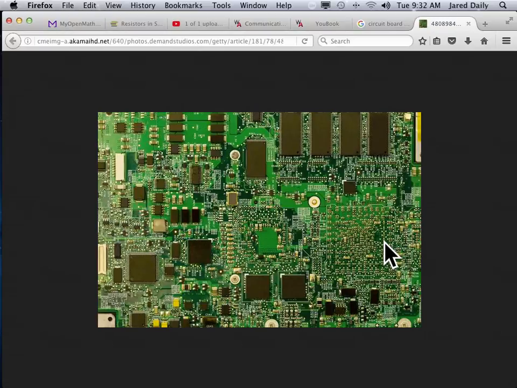And that doesn't even count the resistors that are inside of these chips. And that's just one side of the board. These boards are often double-sided. This one almost certainly is. And sometimes they're even triple-sided, if you can imagine that. Sometimes they even have an interior layer of circuitry.